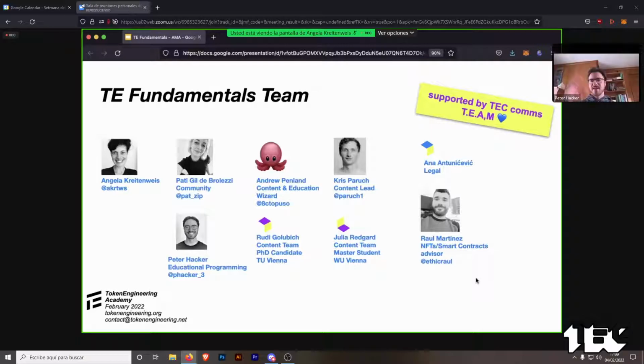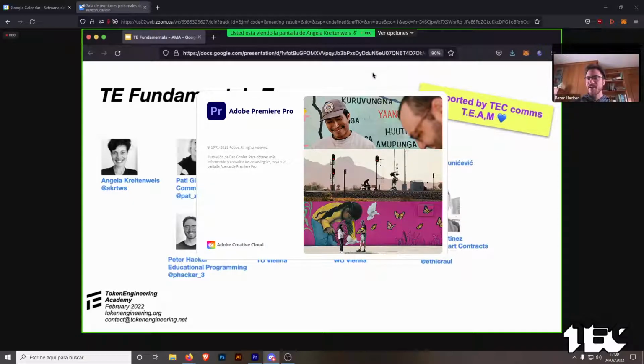Everyone, I'm Peter. I'm also working with the TE Academy team. My background is in economics and math, which I studied in undergrad, and I originally found token engineering probably about a year ago now, and have just been completely hooked since, finding every opportunity to stay involved.